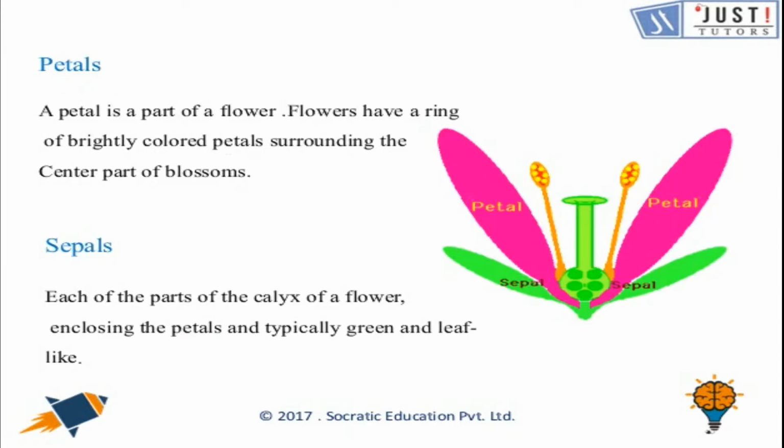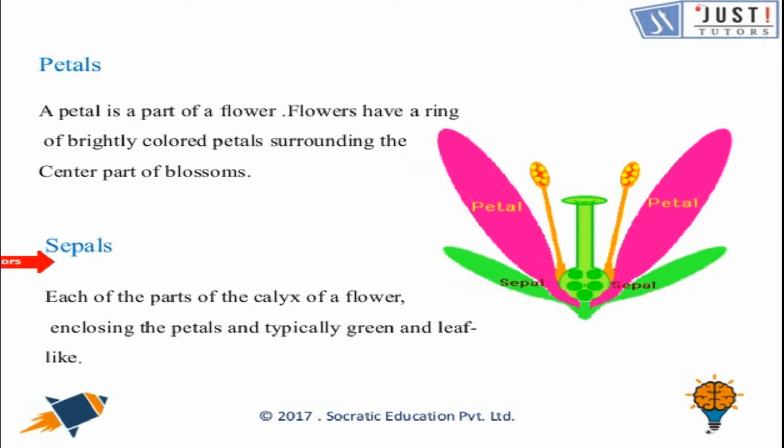Now let's move forward here. We'll talk about the flower. In flower, look at this picture here, you have petal, sepal. Now we'll discuss it one by one. What is petals? A petal is a part of a flower. Flowers have a ring of brightly colored petals surrounding the center part of the blossom. So if this is the flower, the outer part, the petal surrounds the center part like a ring.